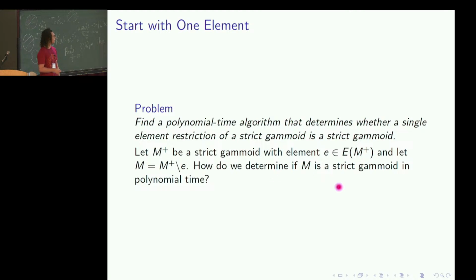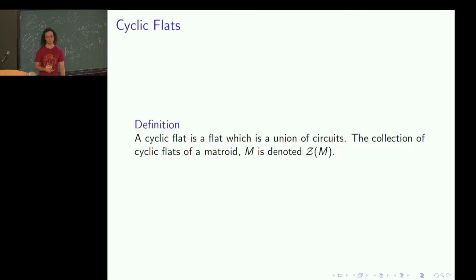Our matroid M+ will be the strict gammoid with the element in it, and then M is going to be the matroid without the element. So we've deleted this one element, and we want to figure out if M is a strict gammoid. Ideally we want to do it in polynomial time. So what we need is a way to tell if a matroid is a strict gammoid. And to do that, we're going to use our old friends from previous talks, cyclic flats.